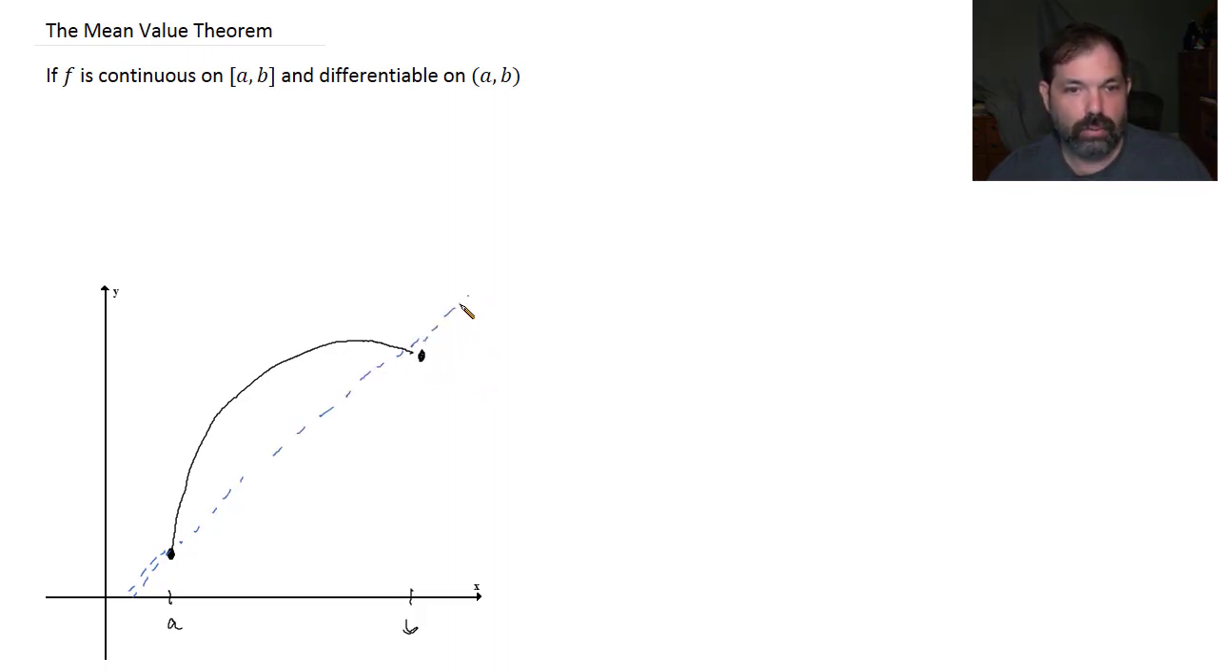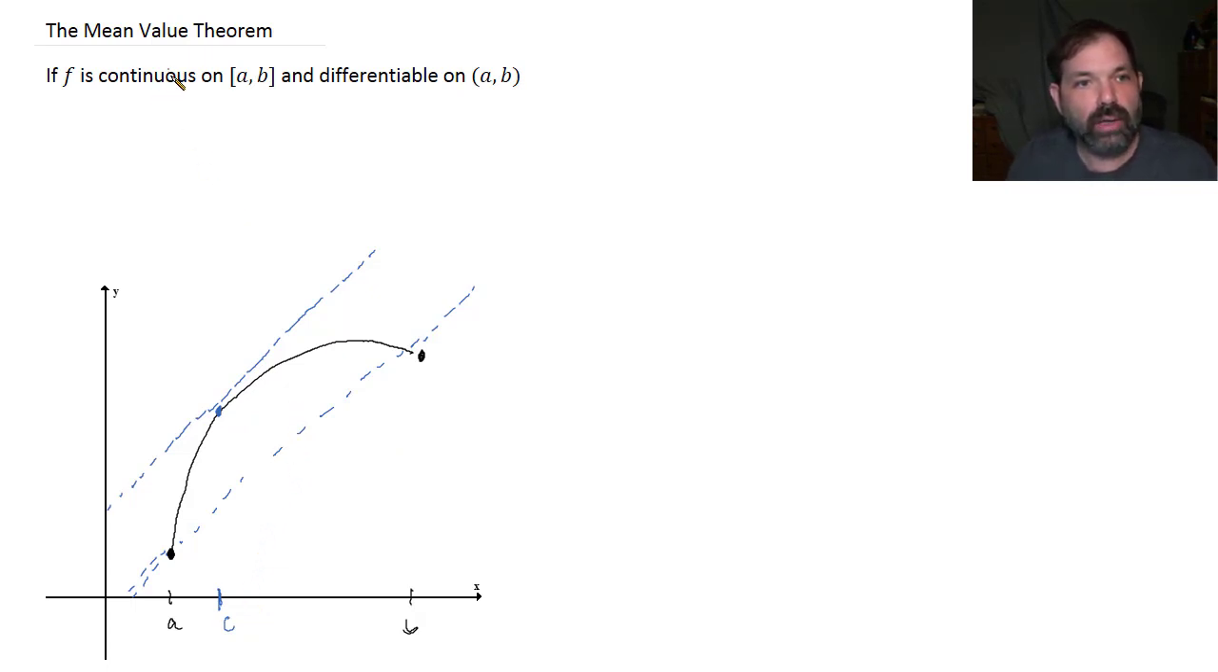What the mean value theorem says is that there is some c on the interval a to b where the slope of the tangent, where f prime of c, has the same value as the slope of that average value, the slope of the secant. Maybe it's about right here. Maybe there's a c value such that that slope is the same. So here's that c value on the interval.